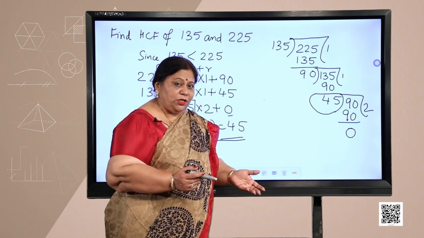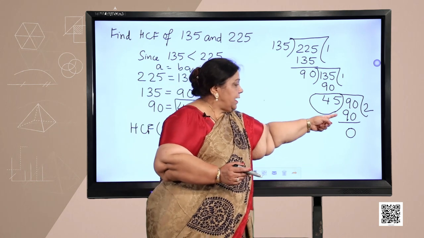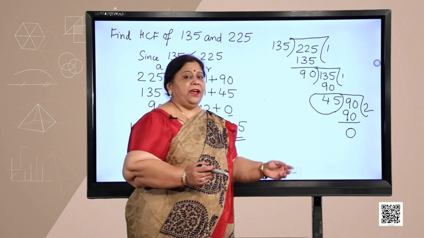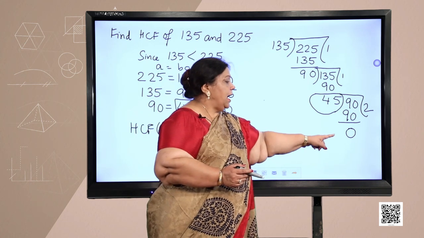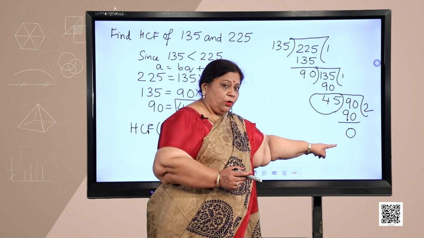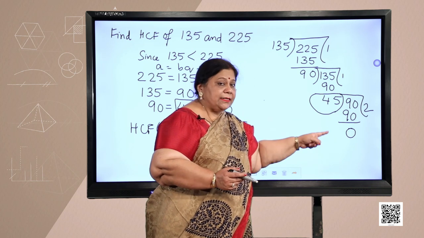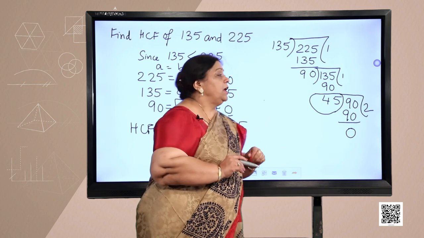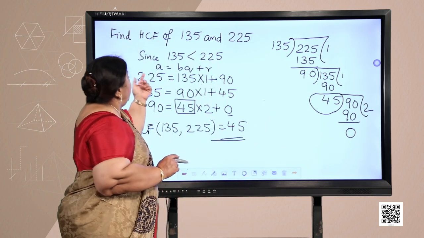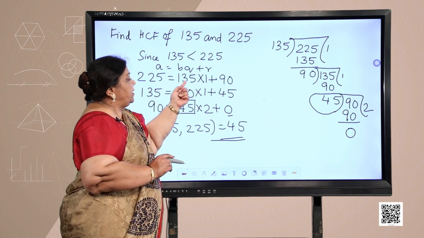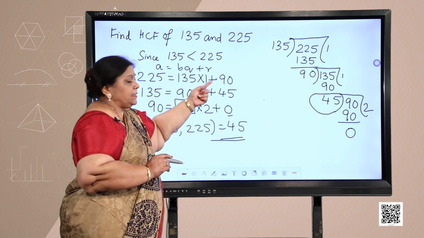45 again is not equal to 0. So we will take up 90 again and divide it. So we find that 45 two times gives us 90 and we get the remainder as 0 here. Because remainder is 0, the divisor at this step is the highest common factor of these two numbers. How do we express them? We will write down 225 is equal to 135 into 1 plus 90.